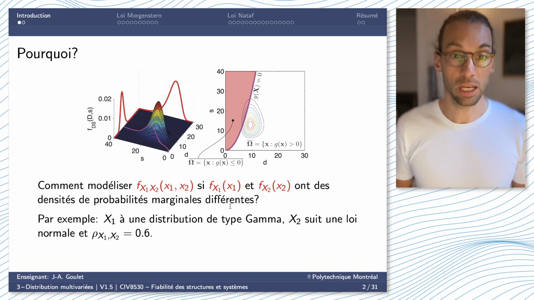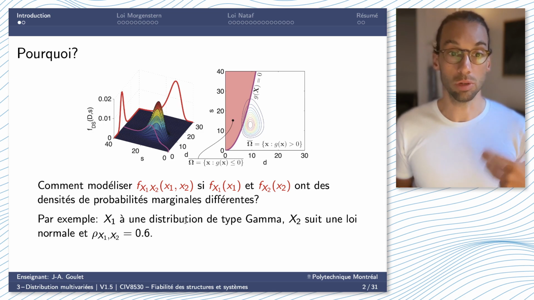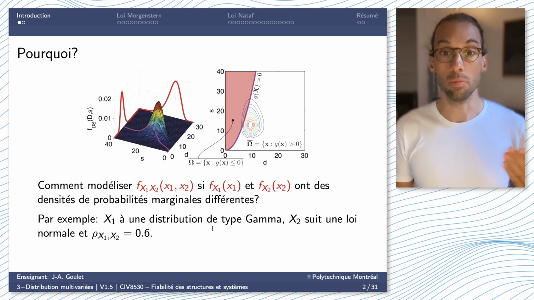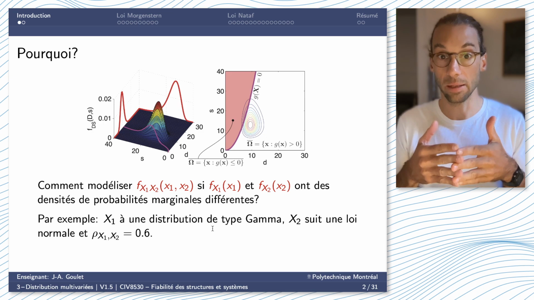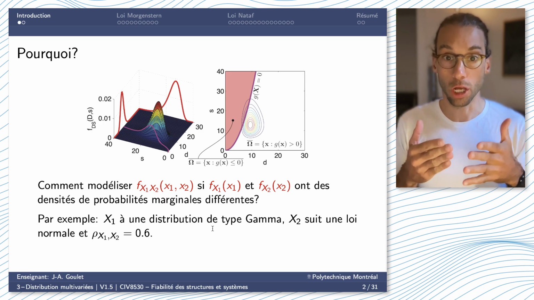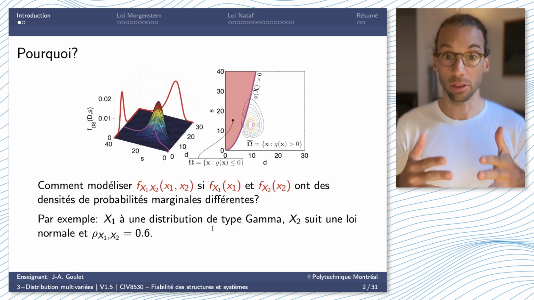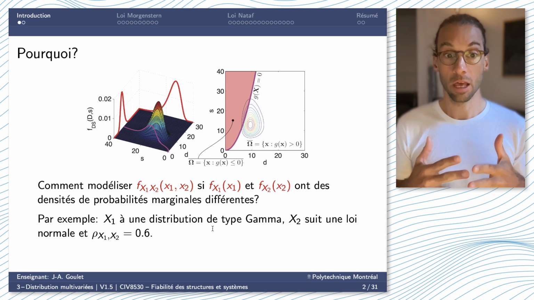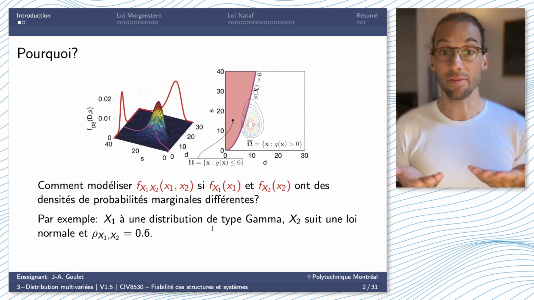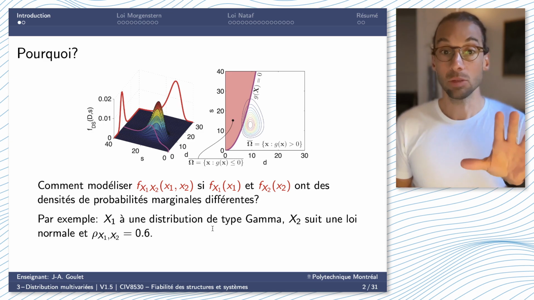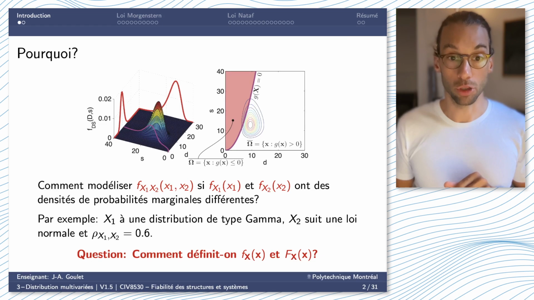So for instance, if x1 is gamma, x2 is log normal, and the correlation coefficient is 0.6, how can we model such a joint probability density? For the normal or the log normal, we directly have access to a multivariate correlated joint PDF, but we don't intrinsically have access to this for different marginal distributions. And this is what we want to do here with module 3.